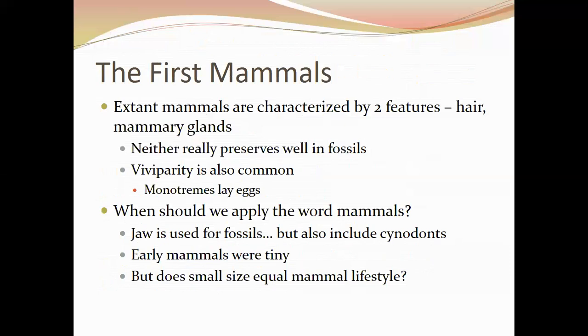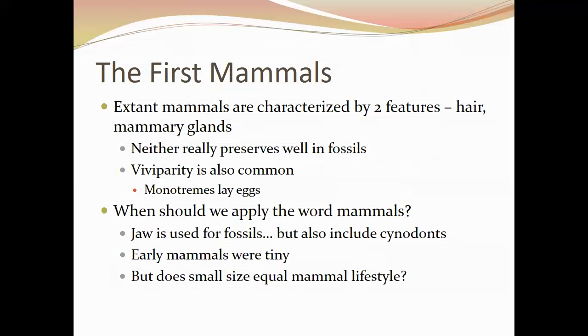But, well, neither of these preserve well in fossils. We might see what look like hair on fossils if we have good imprints, but even then it may be hard to tell that they are in fact hairs. And viviparity is very common in our groups, but monotremes are mammals. So we can't say that viviparity is a necessity to be a mammal, because monotremes are mammals who lay eggs. But they do need to have some structure of mammary gland, which will need to then feed the young.